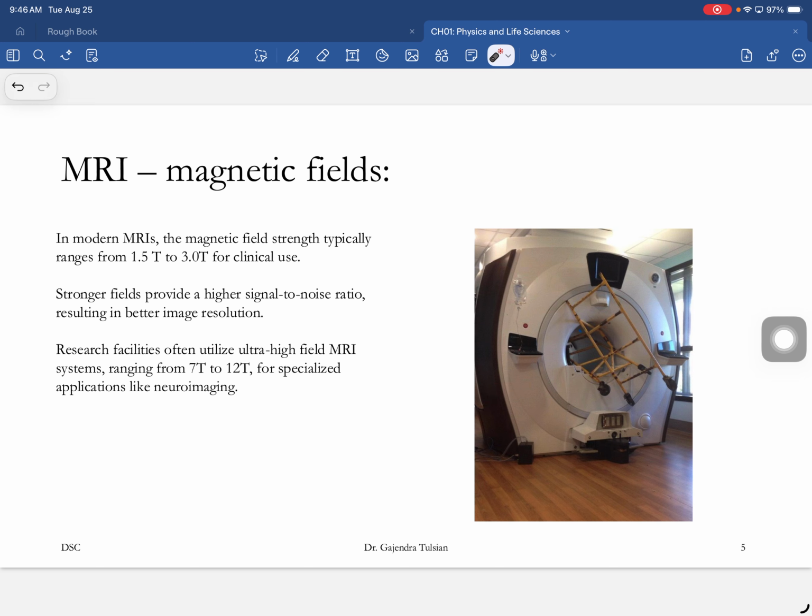So there are MRI machines that use 7 to 10 Teslas for specialized application in neuroimaging. So again, the stronger the field, the sharper the image. All right, so the MRI machines that we use are about 1 to 3 Teslas. Stronger fields provide higher signal to noise ratio, and so you can use that to get better resolution.